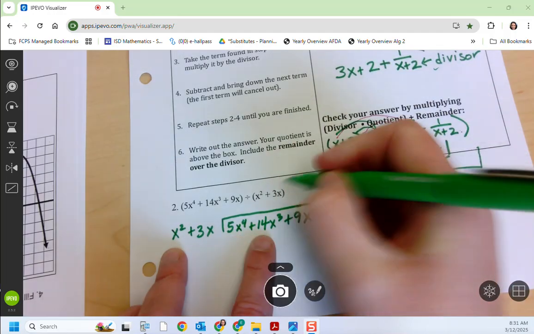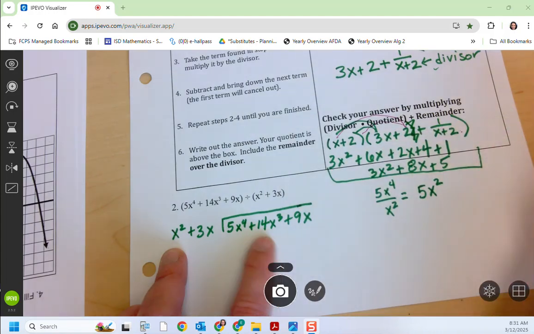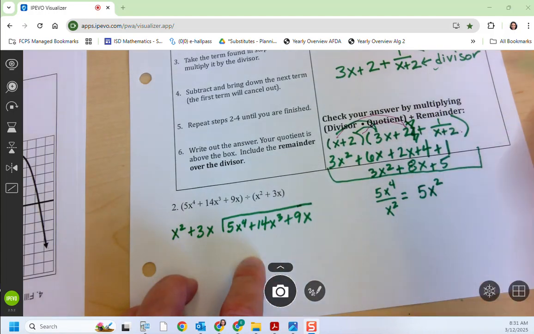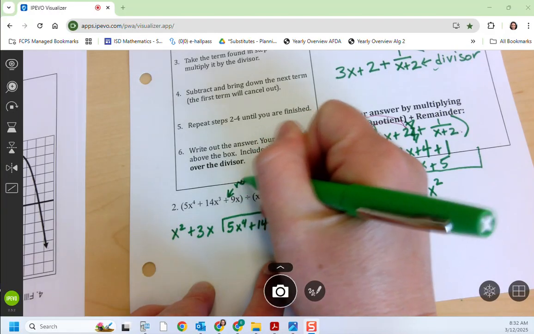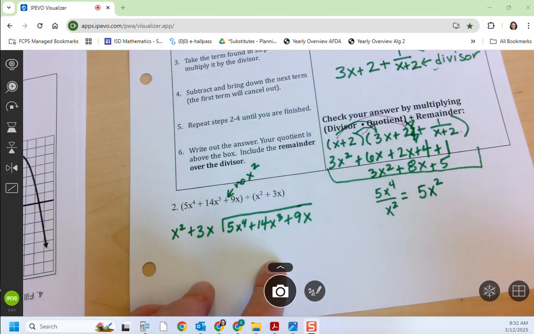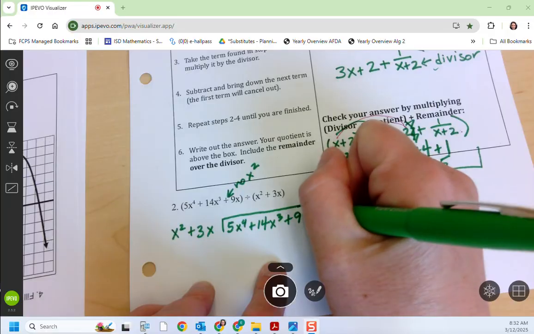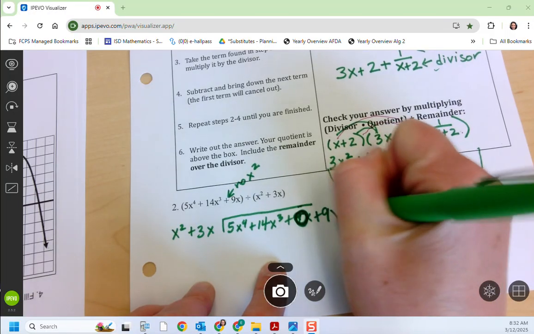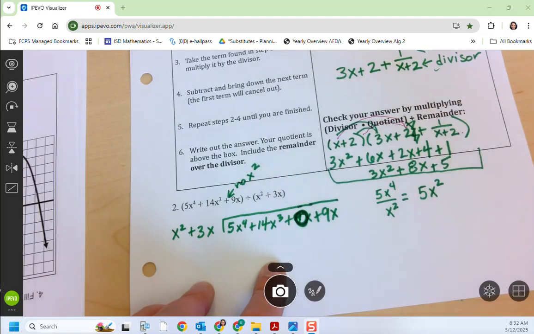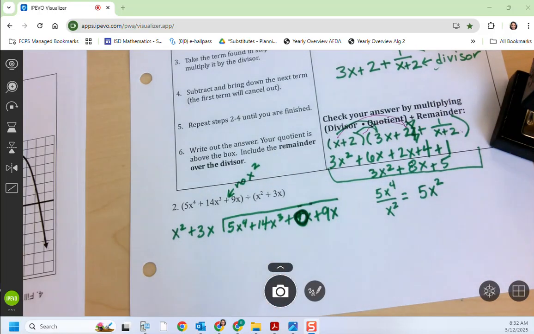I put it above its like term. Oh, I don't have a like term. Actually, you know what I forgot? Here, there's no x squared. You need to fill that in with a 0. So really, this should be plus 0 and then plus 9x. Because when you're dividing, you need a space for everything. And I didn't have a space to put my 5x squared.